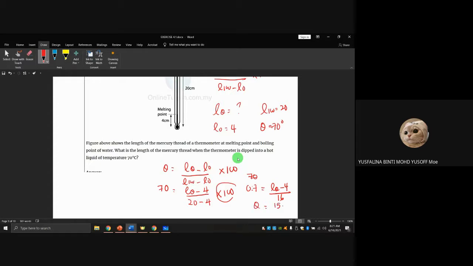Lakshmi, how did you get 7.2? This one is divided by 16, so changing to here it becomes multiply, right? And this one is minus 4, it becomes plus 4. So the answer is 15.2 cm.